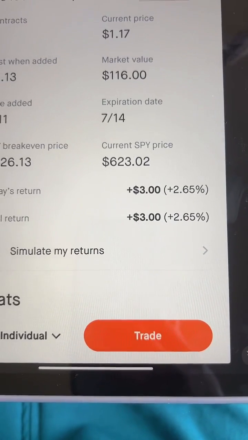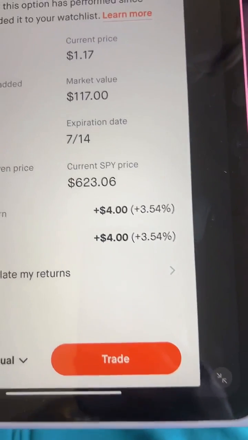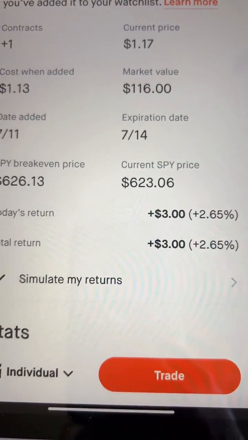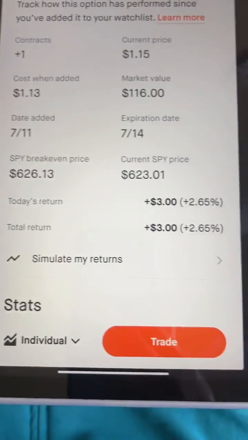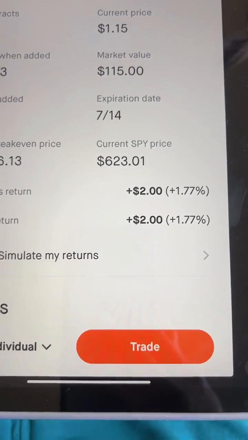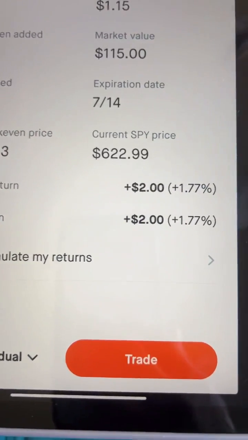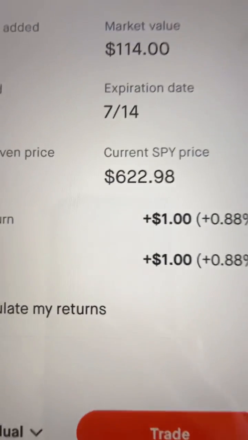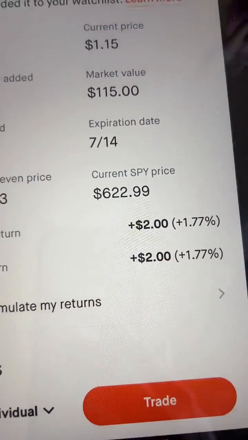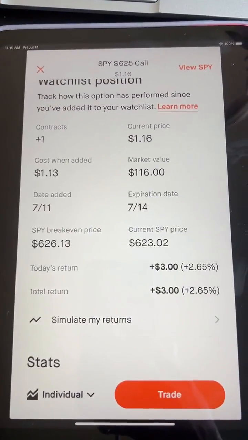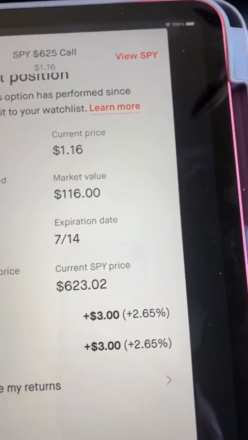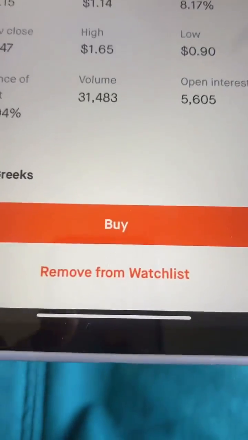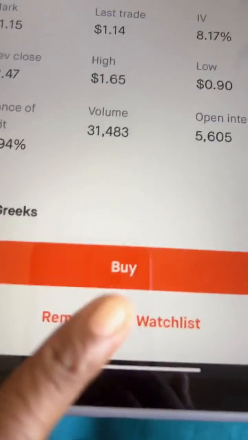Now, we're just practicing. I wouldn't have taken something like this, but I just want y'all to see how to get in and out. So now that you're in your paper trade, if you want to get out, you simply hit the X at the top of that screen and then hit remove from watch list, okay? And that's going to take you out of that position. And now you're out. Got it?